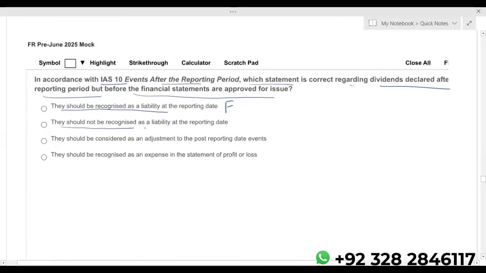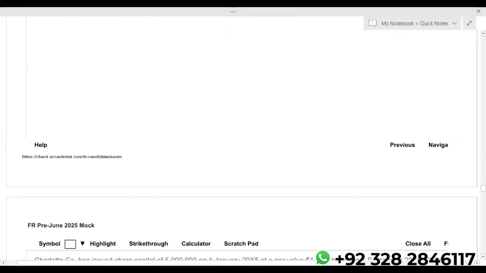They should not be recognized as a liability at the reporting date. True. They should be considered as an adjusting event. It's false. It's a non-adjusting event. Can I say dividend is not your expense? So logically B. I hope it is clear. Let's move.